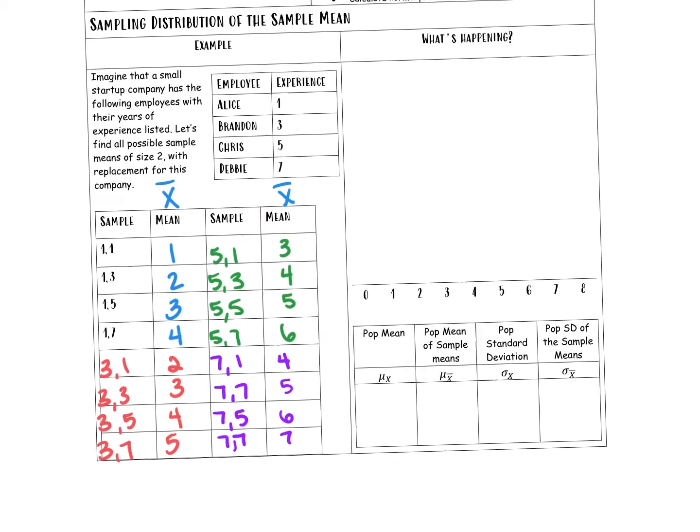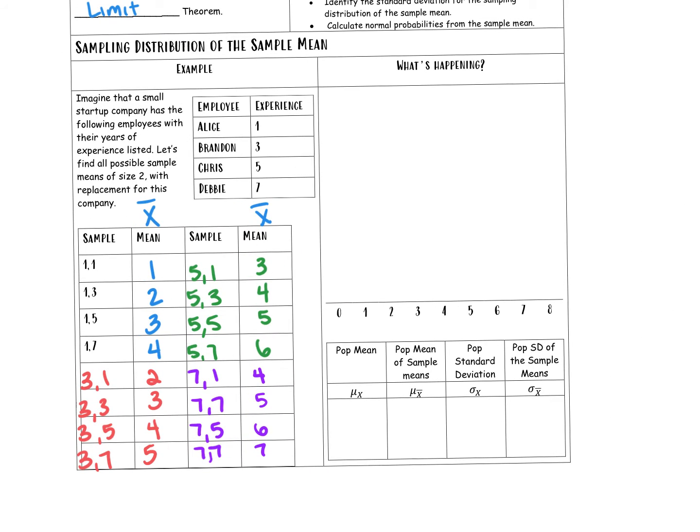By doing this process, I actually want to graph these sample means into a dot plot. I'm going to tell you that when I graph these, instead of using dots, I'm going to use x bars to represent sample means. So how many times do I see the value of 1 here? Well, I only see it once.